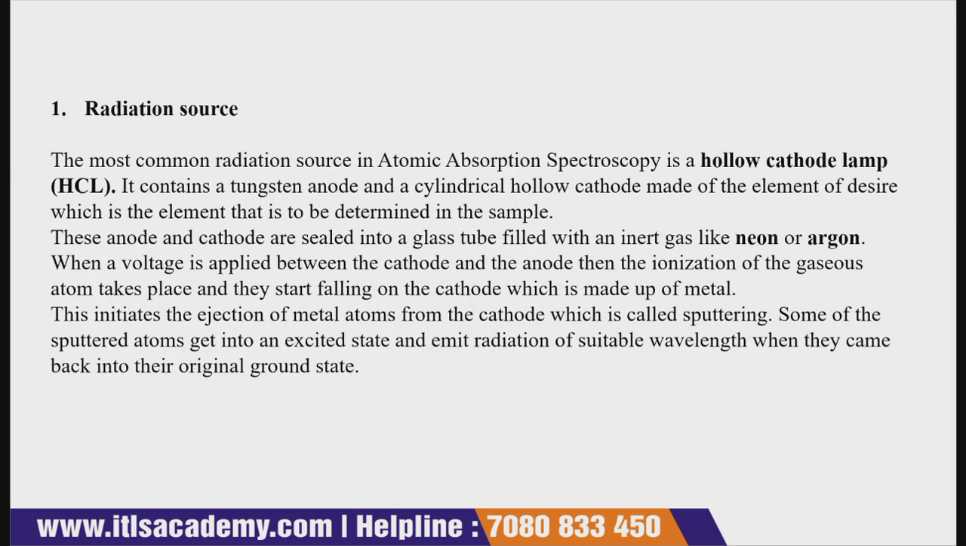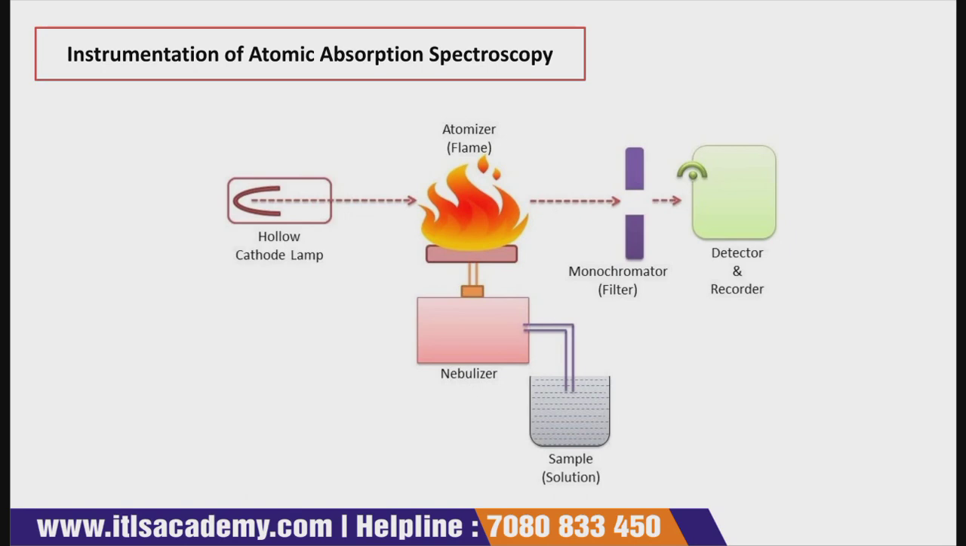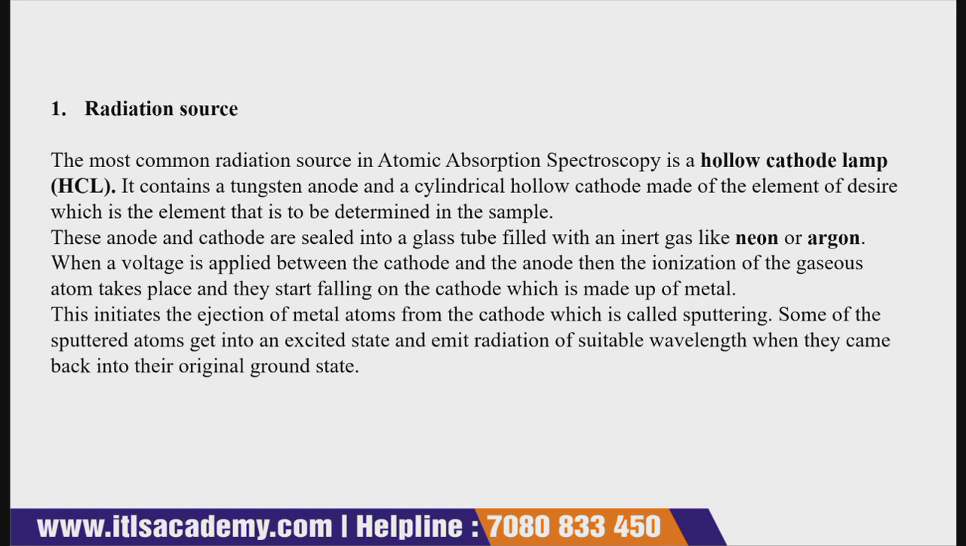The first one is the radiation source. The most common radiation source in atomic absorption is the hollow cathode lamp, that is HCL. HCL is a hollow cathode lamp. It contains a tungsten anode and a cylindrical hollow cathode made up of the element of desire, which is the element that is to be determined in the sample.